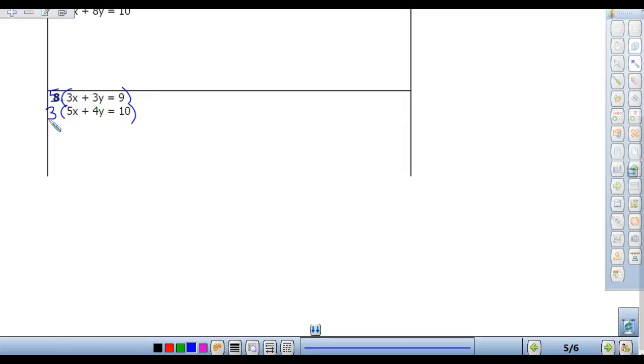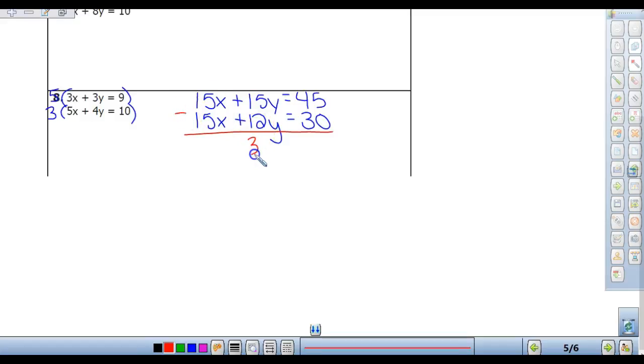Okay, so on top I get 15x plus 13y equals 45. On the bottom I have 15x plus 10y equals 30. Same sign, I subtract. So 15 minus 12. 3y equals 15. y is 5.